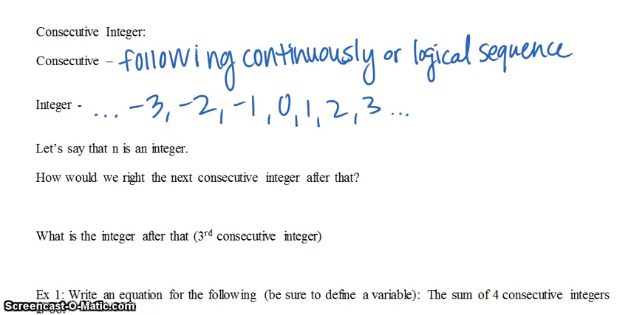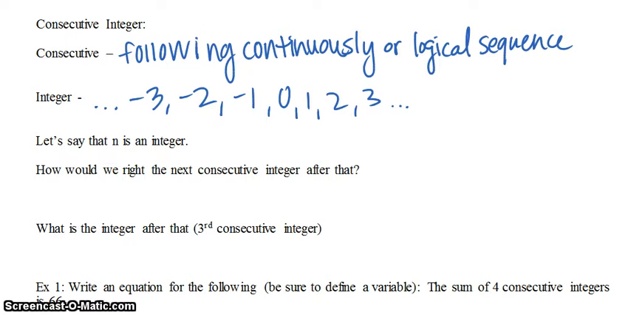So now let's say that n is an integer. How would we write the next consecutive integer after that? Well, let's just say we had a number first. If we had 2, how would we get to 3, which is the next consecutive integer? Well, 2 plus 1 is 3, so we would just be adding 1. But instead of using the number 2, we're using n, okay? So we're going to say n plus 1, because whatever number we pick for n, whether it's 5, 5 plus 1 is 6, and 6 is the next consecutive integer from there.